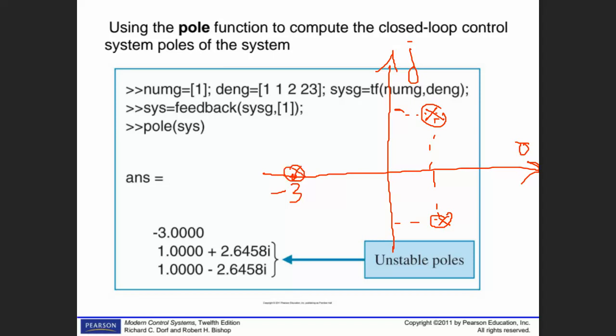This one is 1 here. That one is 2.6. The imaginary part, that's -2.6. Another imaginary part. However, the real part is 1. So we have 2 poles.